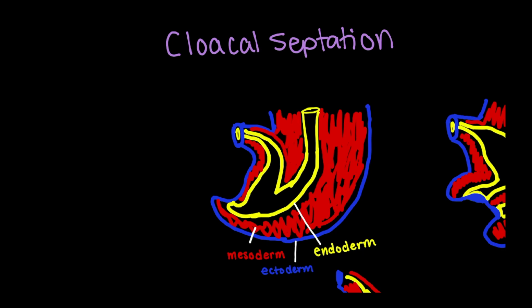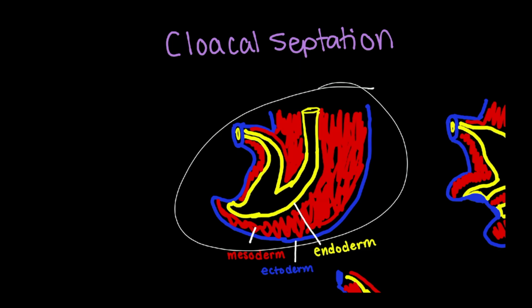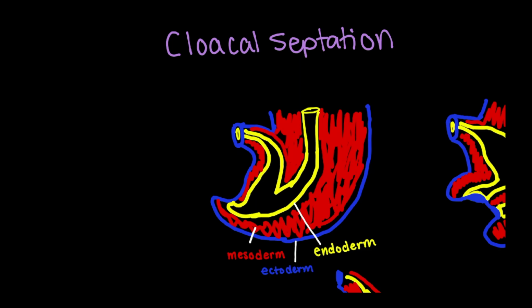In this video, I'm going to be talking about how the hindgut is partitioned in a process called cloacal septation. So to get ourselves oriented, I have drawn here the caudal half of the developing embryo. This is at about week 4. In yellow is the endoderm, red is the mesoderm, and then blue is the ectoderm.